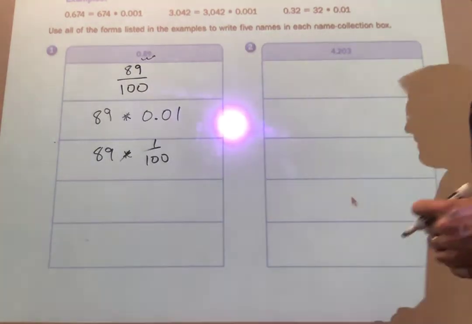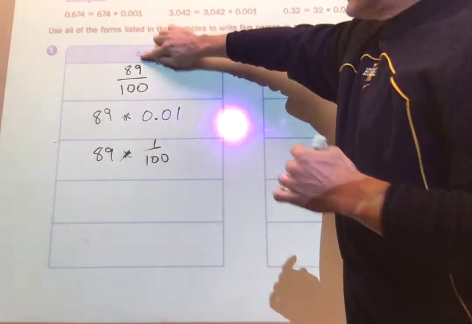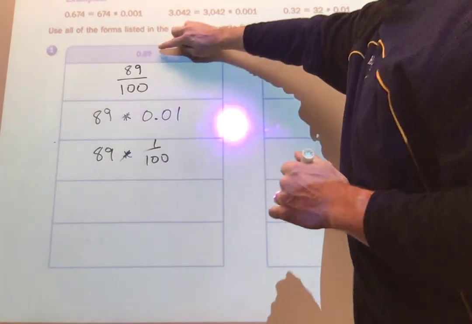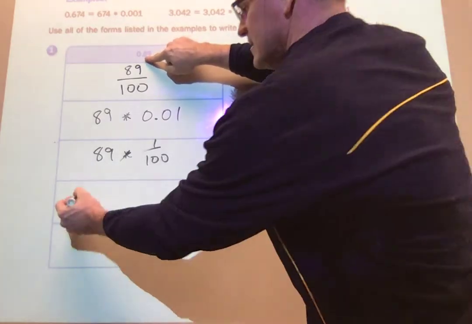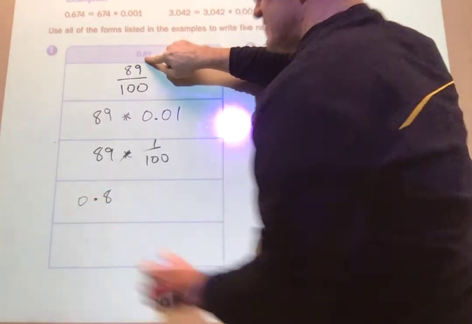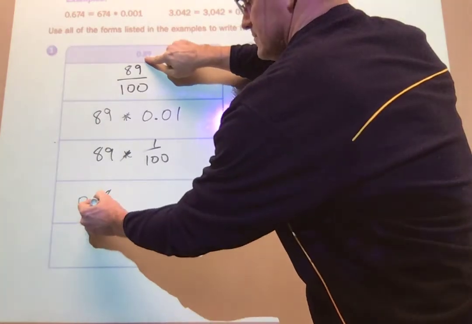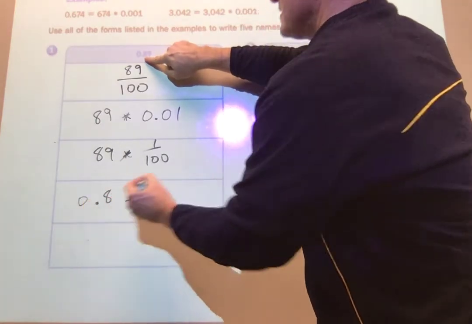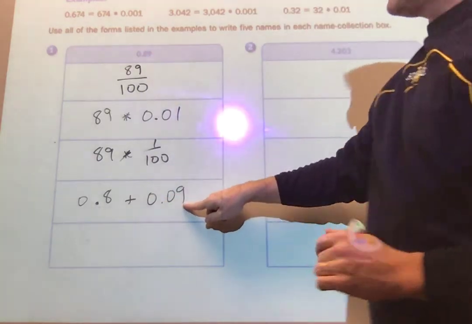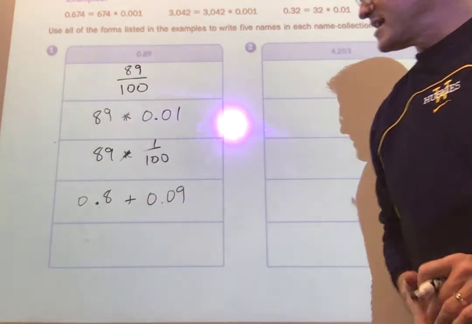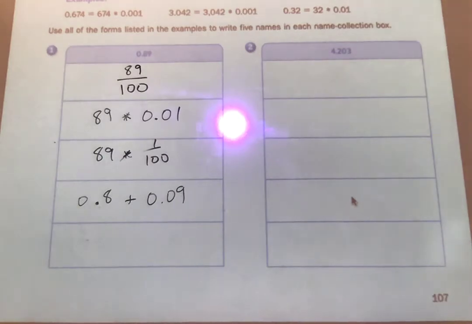What about those expanded forms? Expanded forms work great where I write the value of each column. So I could say this is 8/10, which is 0.8, 8/10. Plus, this is 9 hundredths, and we know the hundredths is 2 away from the decimal. So if I add those together, you'd get 89 hundredths.